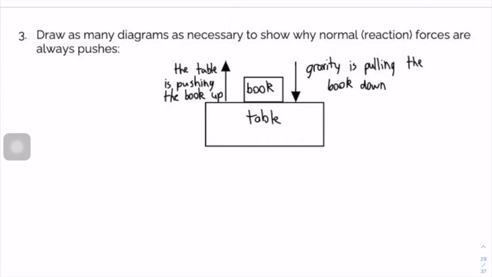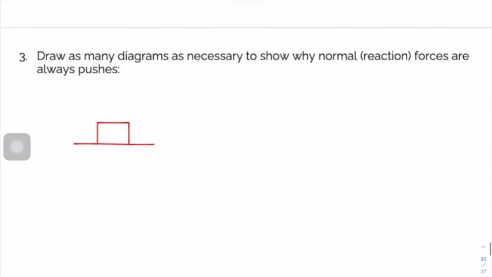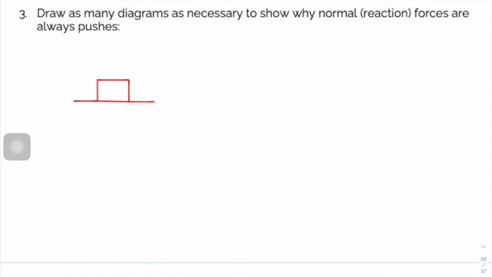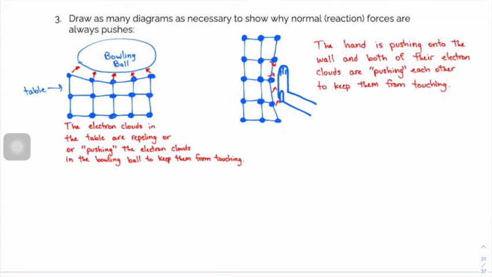Okay, so these people didn't show why, okay? And it's about electrons repelling each other. And so they put forces on, but did not say why, which is electron clouds repel because negative or like charges repel each other. This group, nothing on it, not sure. This group, oh, the hand is pushing onto the wall and both of their electron clouds are pushing each other to keep them from touching.